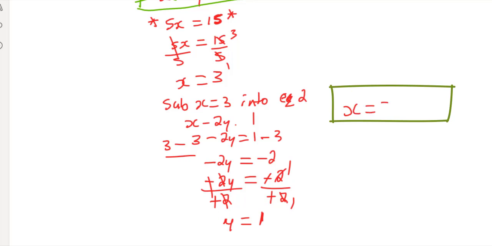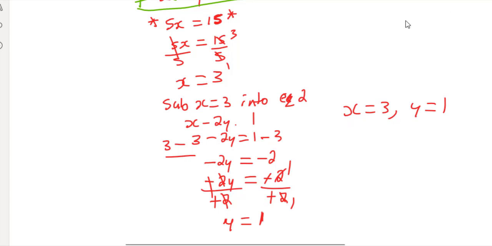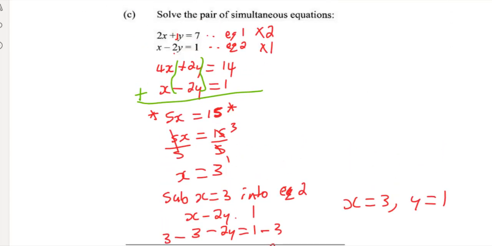So, x equal 3 when y equal 1. From here, we can recheck it. Remember, x and y are no longer unknown. So, 2 times 3 is 6, plus 1 is 7. So that's correct. And for the second equation, x is 3, minus 2 times 1, 2 times 1 is 2, 3 minus 2 is 1. Therefore, the equation is correct.